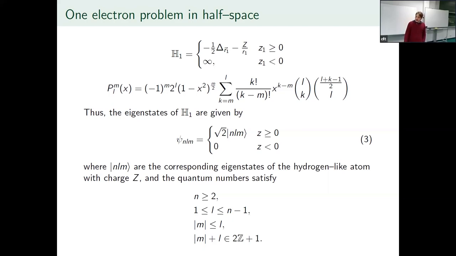And as usual, l cannot be larger than n minus one, the radial quantum number. Again, the projection of the angular momentum on the z-axis, the absolute value of m, has to be smaller than l. But at the same time, the absolute value of m plus l has to be an odd number. So the magnetic quantum number's absolute value plus the angular momentum quantum number has to be an odd number. And this actually follows from this formula, one of the representations of the Legendre polynomials.